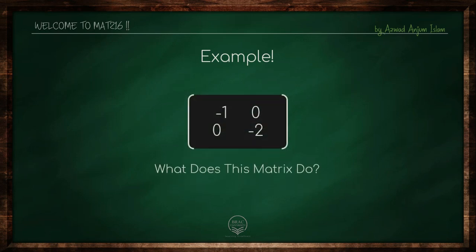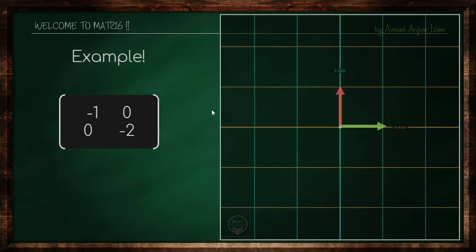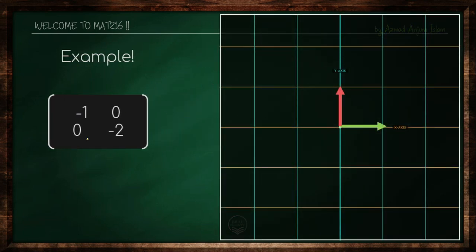So, we have a matrix. We want to know what this matrix does. The first column is telling me that the i hat vector is going to land on -1, 0. The i hat vector is currently in the 1, 0 position. This is our 1, 0 position. It is going to fall on -1, 0, right? Which is given by the first column here. So our i hat vector is going to come here.